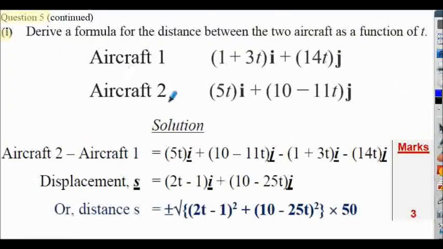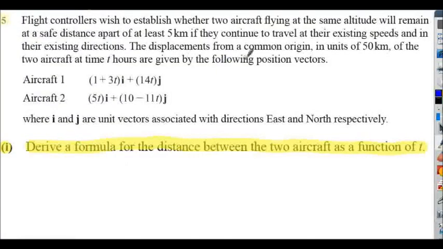Question 5, part 1 solution. You can review this at your own pace. Displacement is a vector property, whereas distance is a scalar property. Notice the multiplying by 50 is because in the question the displacements from a common origin are in units of 50 kilometers.